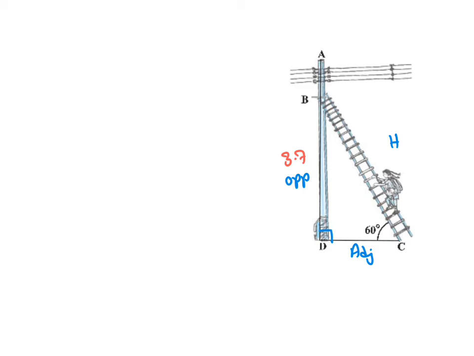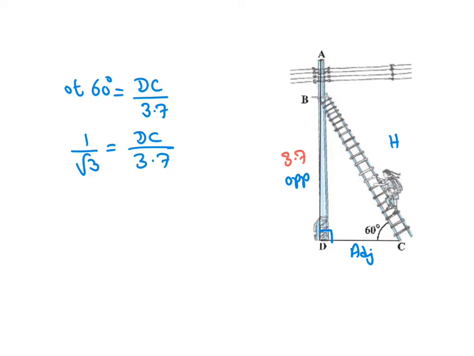So let's use cot. So cot 60 degrees is equal to adjacent over opposite. Adjacent is DC over opposite side, which is BD, that happens to be 3.7. But what is the value of cot 60? Remember that? If you don't, go back and review it. You need to know these values. Cot 60 is 1 over root 3, is equal to DC over 3.7. Therefore, DC is going to be equal to 3.7 over root 3, which happens to be 2.14 meters. So the distance from the foot of the ladder to the pole is 2.14 meters.